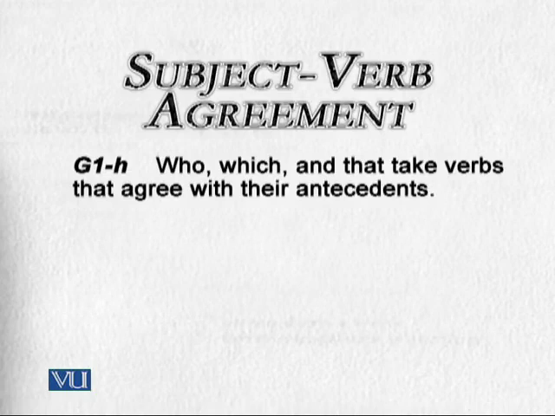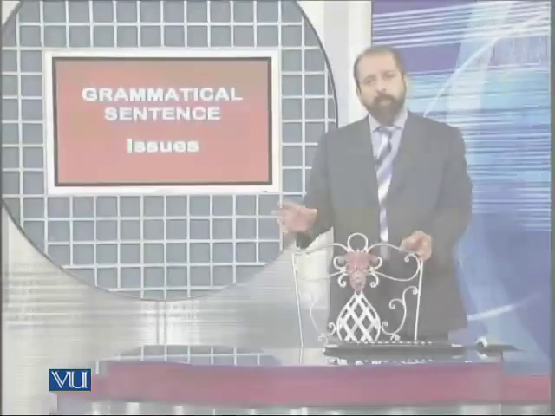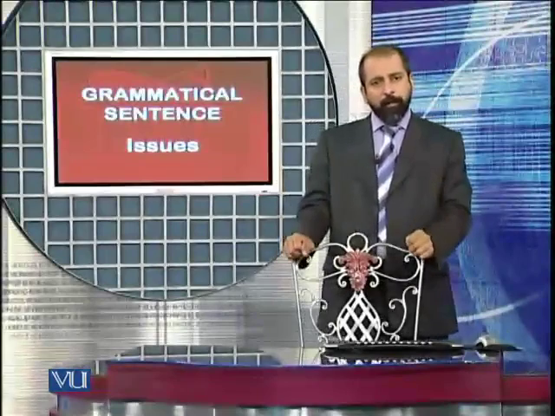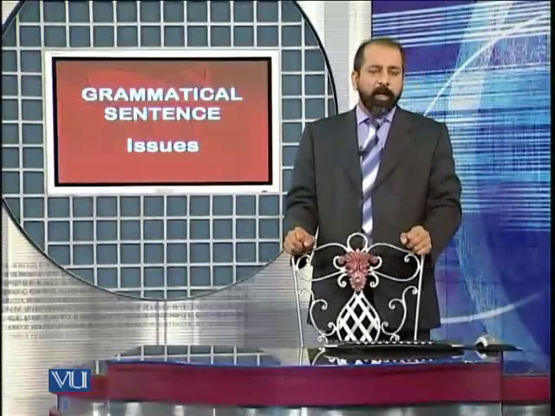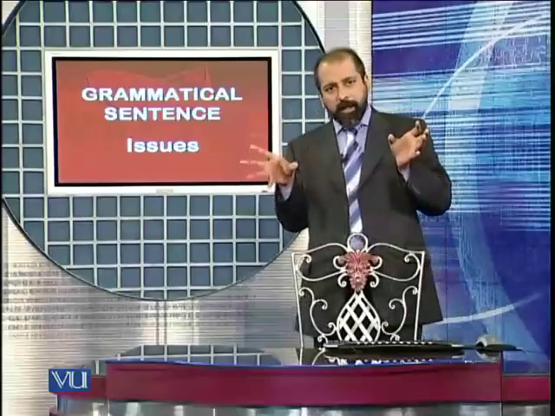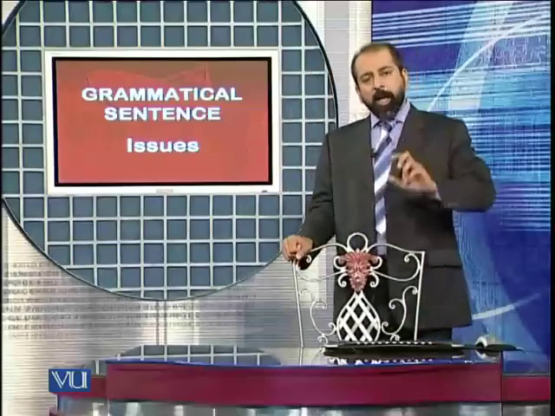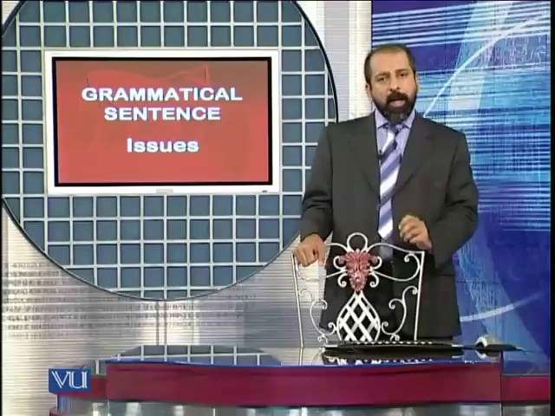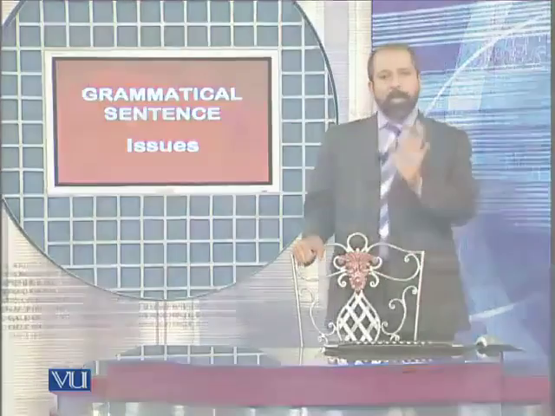The next rule is who, which, and that. Take verbs that agree with their antecedents. Who, which, and that, these are of course pronouns. Take verbs that agree with their antecedents. Now, what are antecedents? When I'm using a pronoun, the antecedent will be the noun for which I'm using that pronoun. When I say Imran and then I use he, then his antecedent will be Imran. Exactly the same way, when we use who, which, and that, they do have their antecedents. And they should, of course, agree with each other.